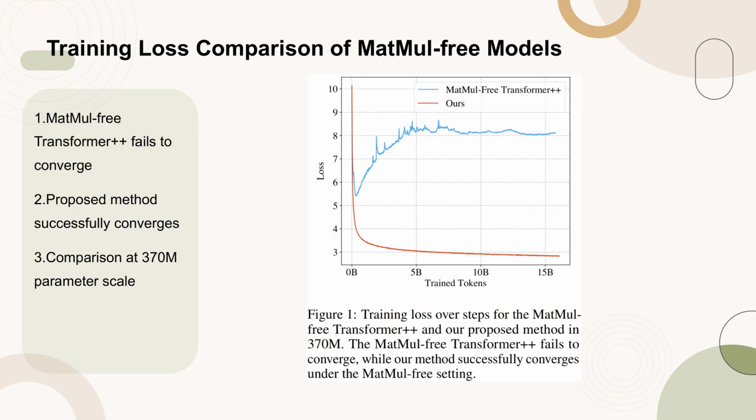Figure 1 illustrates the training loss progression over steps for two models, the MatMul-free Transformer++ and our proposed method, both at the 370M parameter scale. The MatMul-free Transformer++ exhibits a failure to converge, as indicated by its fluctuating and non-decreasing loss curve. In stark contrast, our proposed method demonstrates successful convergence, with a clear downward trend in the training loss. This comparison highlights the effectiveness of our method in achieving convergence under a MatMul-free setting, which is crucial for the efficient training of large language models.